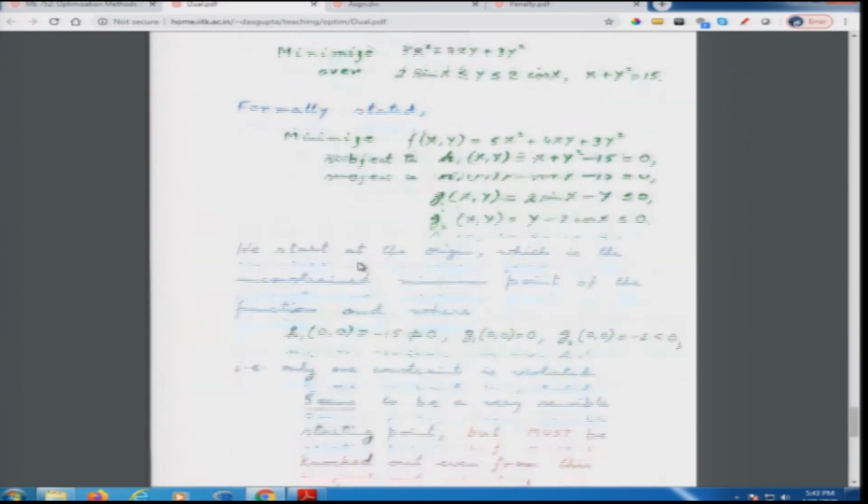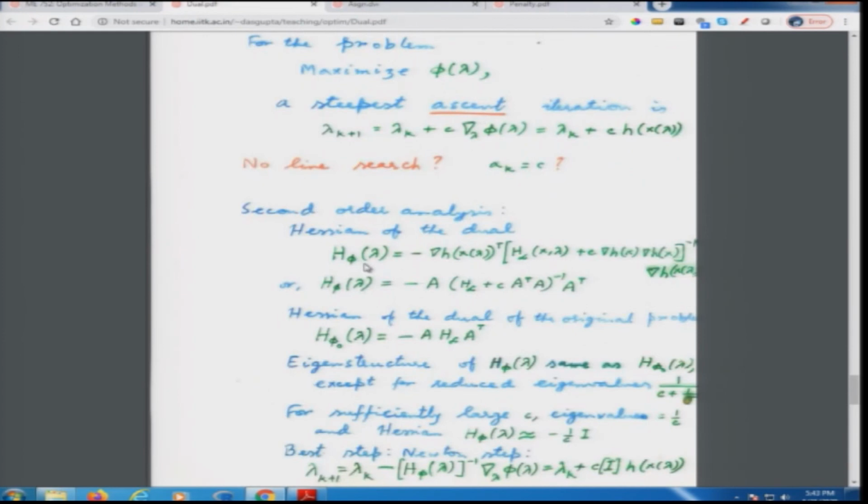So, here we complete our dual methods, and in the next lecture we will take up the last family of methods, the Lagrange methods. Thank you.